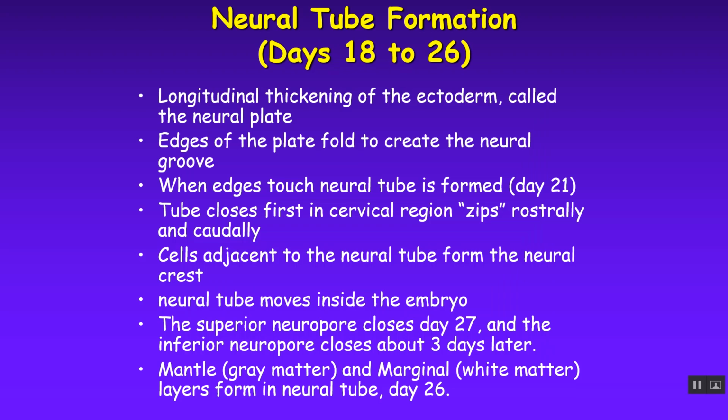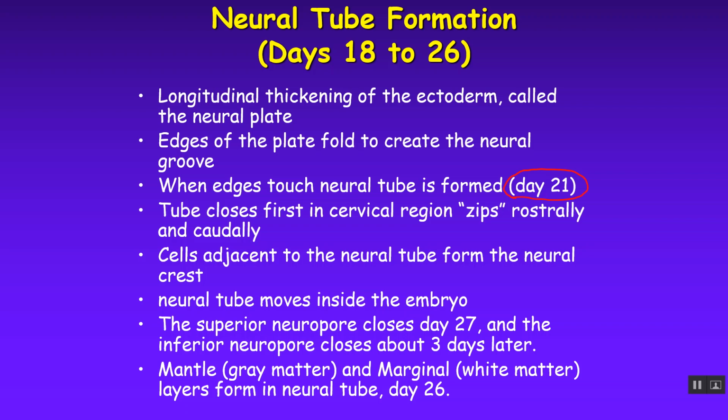And then we get the neural tube formation. So right around day 18 to day 26 is when you get the neural tube formation. Longitudinal thickening of the ectoderm, the edges of the plate fold to create the neural tube. When the edges touch, the tube is formed. Day 21 is when that's the time that they first get the meeting of the neural tube. It really is pretty darn consistent, because this is a tight span. I'm sure there's a little variation, but for most people it happens within that day period.